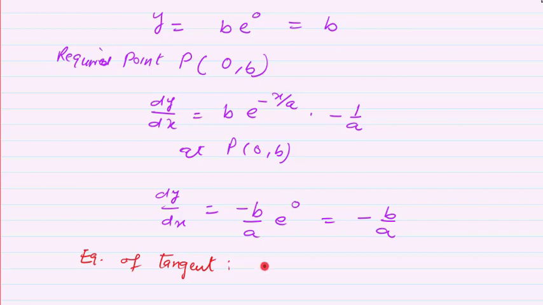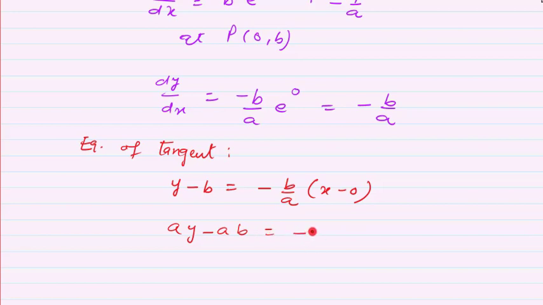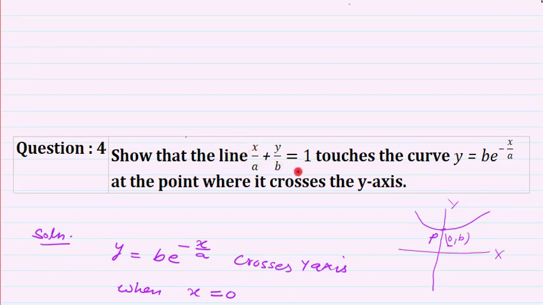The equation of tangent is, using the same formula, y minus y1 is equal to m into x minus x1. So y minus y1 is clearly b, is equal to m, which is minus b upon a, into x minus x1. Applying cross multiplication, ay minus ab is equal to minus bx, and further, writing bx first, bx plus ay is equal to ab. But the equation that we are looking at is x upon a plus y upon b is equal to 1.